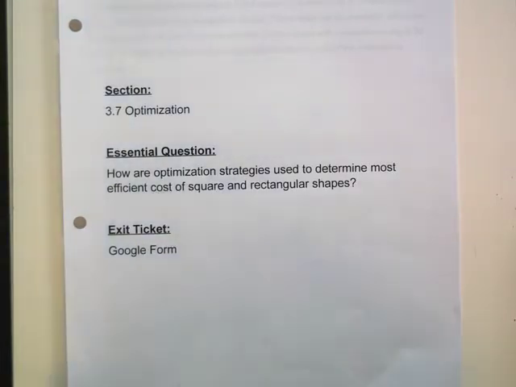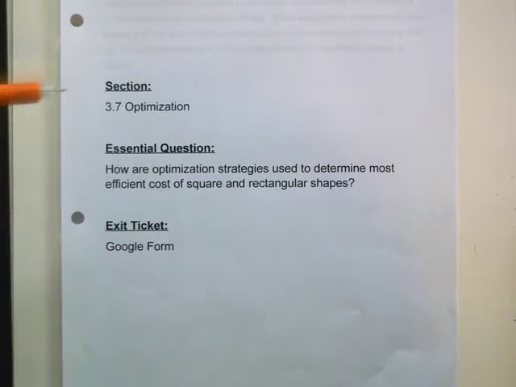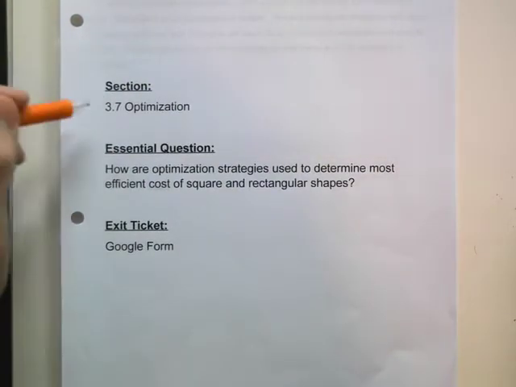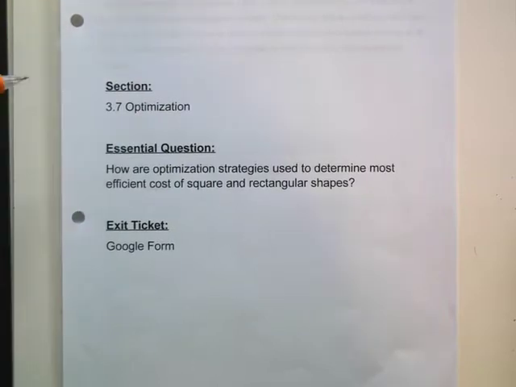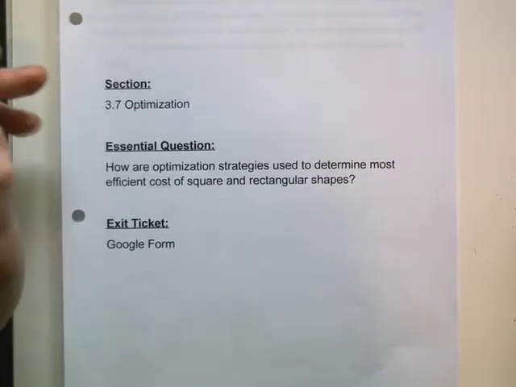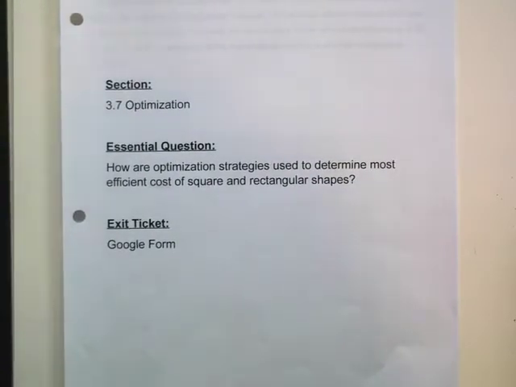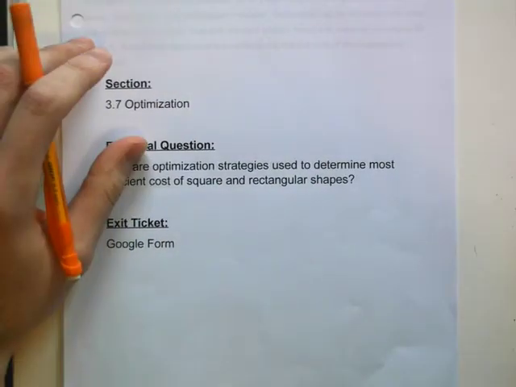This is actually going to be the last couple lessons that we're doing with optimization. After these next few days, we're going to be done with 3.7 and we're going to move on to chapter 4, which will be obviously a brand new chapter for us. So in these last couple days of optimization, we're going to be talking about cost.